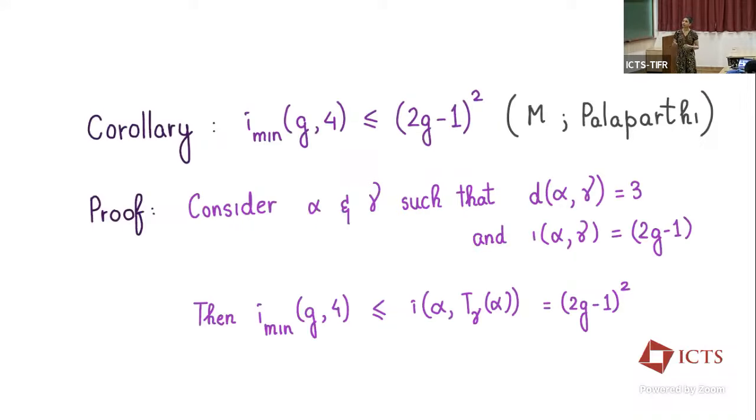One of the corollaries we have from this theorem is that I_min of g comma 4 is bounded above by (2g minus 1) whole squared. The way to prove this is to just consider two curves alpha and gamma that intersect minimally, which is equal to 2g minus 1, proved by Aougab and Taylor. Because of this formula, it comes out to be equal to (2g minus 1) whole squared.